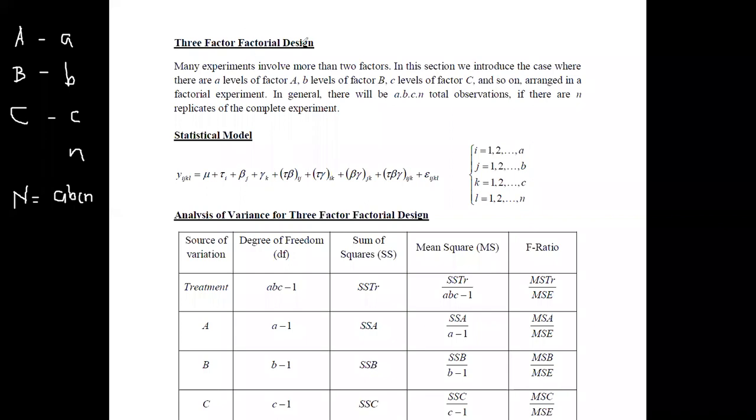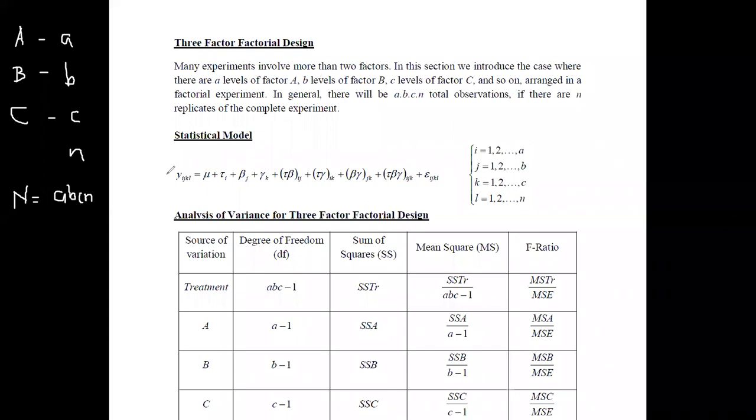Therefore, with these factorial designs, in the last session also, we discussed the two-factor factorial design. In that case also, you saw that interaction terms were included in the model. Therefore, if you need to design an experiment with more than two factors, here three factors, and you need to study the interaction among these factors, then you can apply this three-factor factorial design.